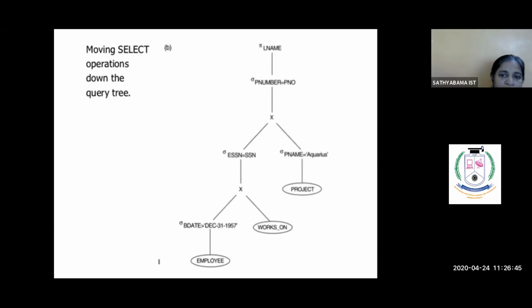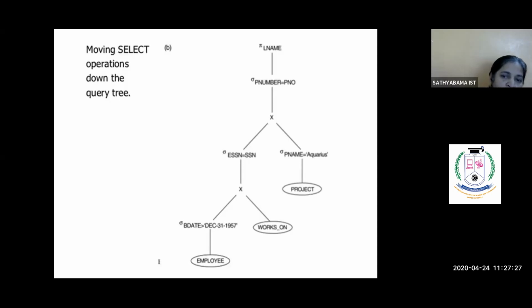Next, how is it transformed? Now we are moving all select operations down. So this is another query tree, optimized compared to the first query tree. What do we do here? We don't need all the attributes. We need only the birth date to be cross-checked from employee table. So we cross-check that birth date should be greater than this particular date, and those rows alone, comprising all the attributes, will be fetched.